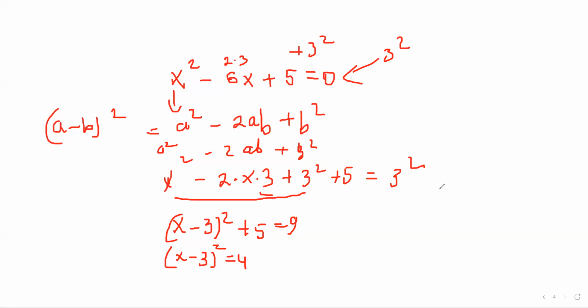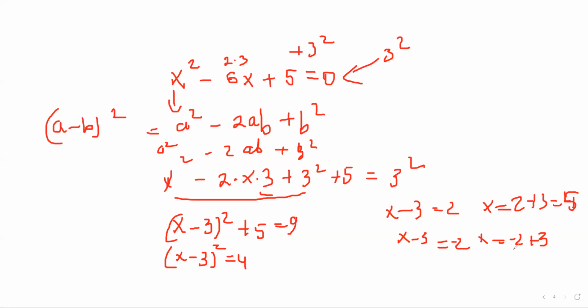(x − 3) squared equals 4. Obviously, x − 3 equals 2, and x − 3 equals negative 2. So for 2, it's 2 plus 3, which is 5, sorry. And for negative 2, it's negative 2 plus 3, which is 1. So there are 2 roots here, 5 and 1.